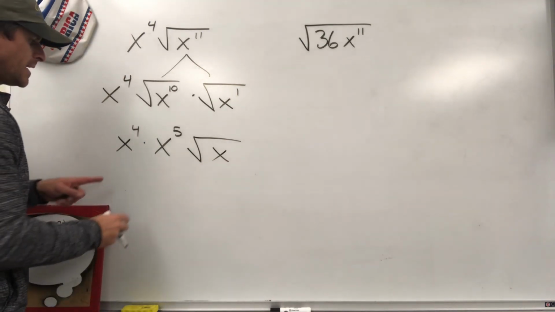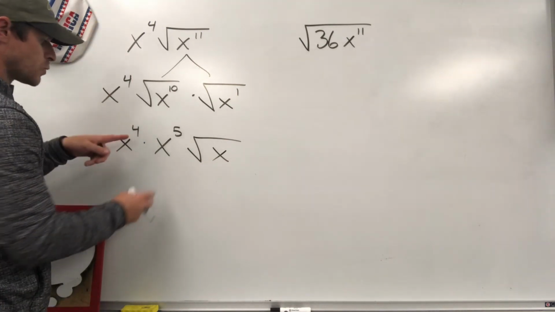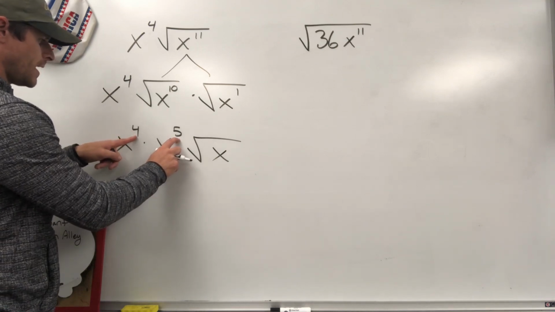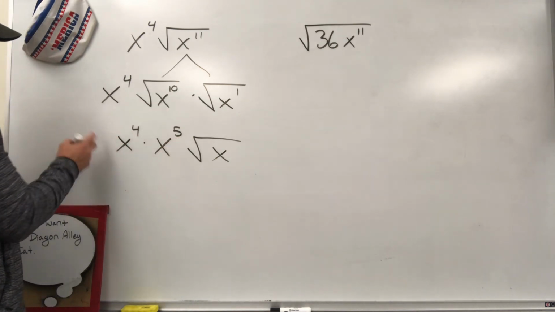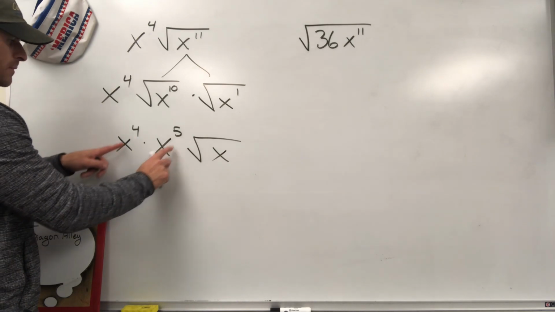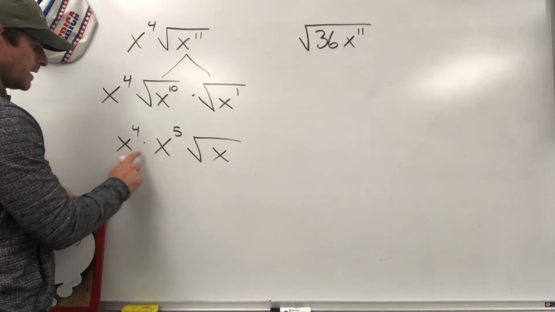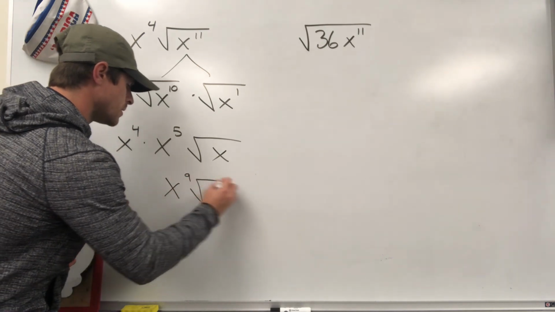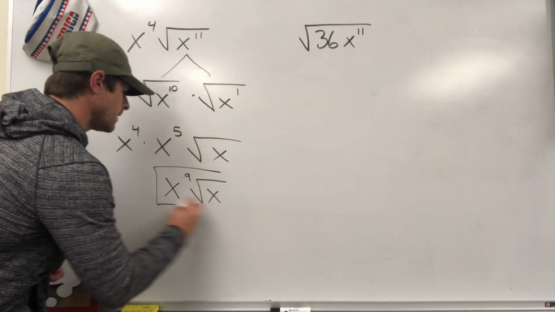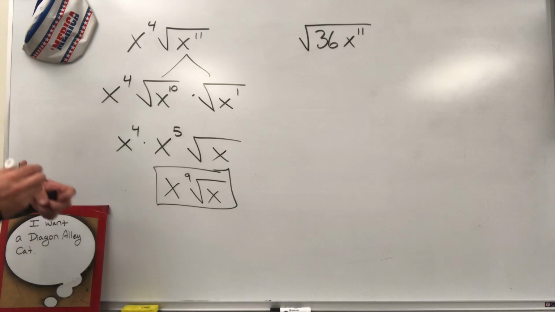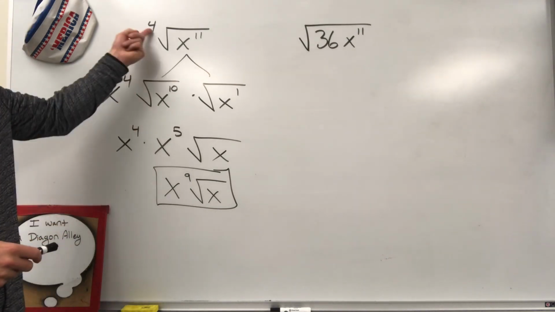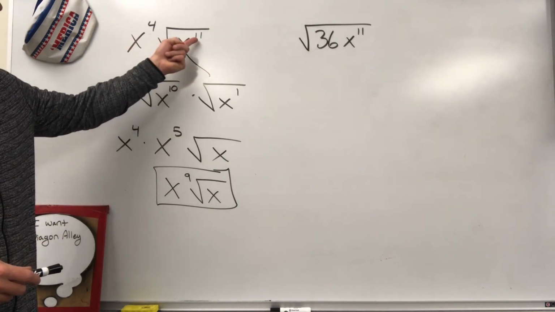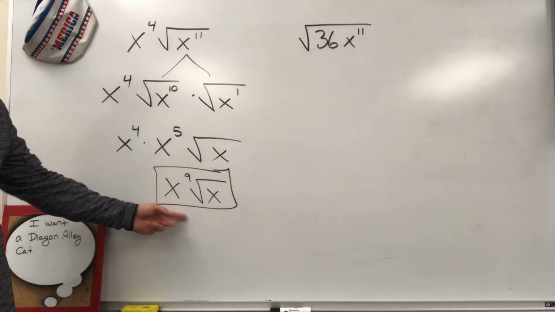Now, don't make a mistake here. Sometimes I'll have kids that do all this work and they want to multiply the 4 and the 5. Remember the product rule. When bases are the same, we add our exponents when we're multiplying. So 4 plus 5 is going to give me x to the 9th root x. Final answer in the box. Simplified from x to the 4th times the square root of x to the 11th power. This is what you should get.